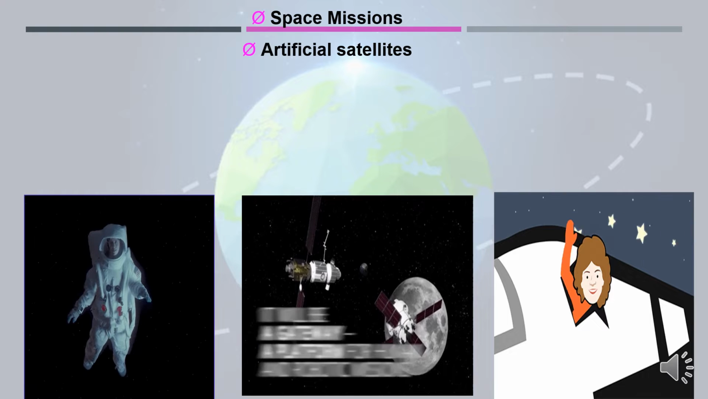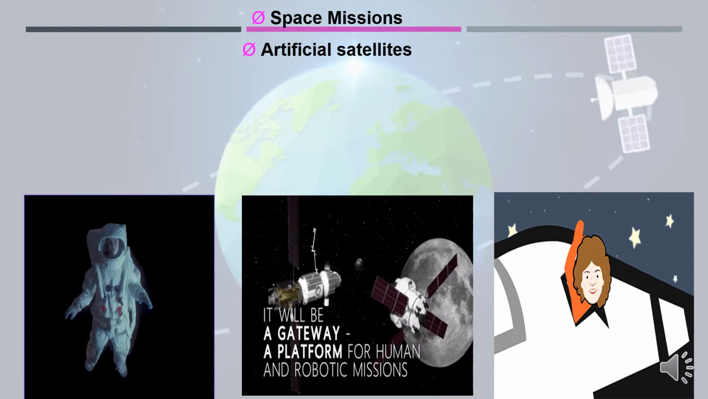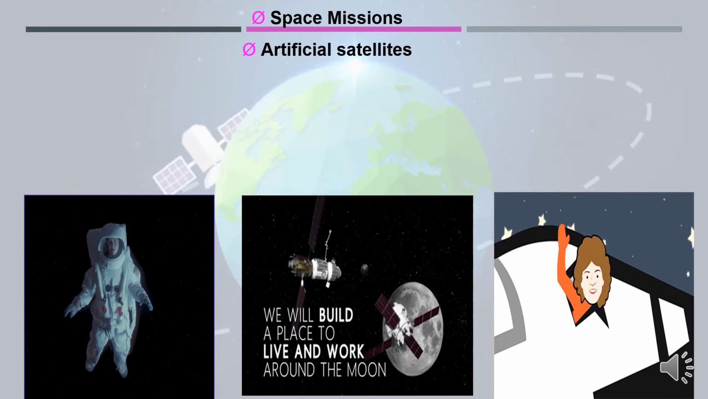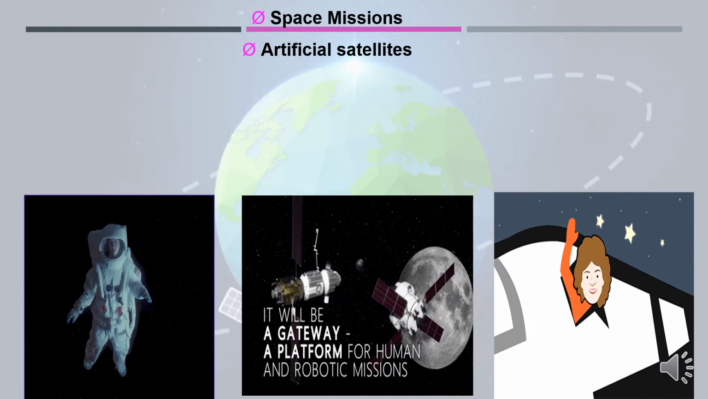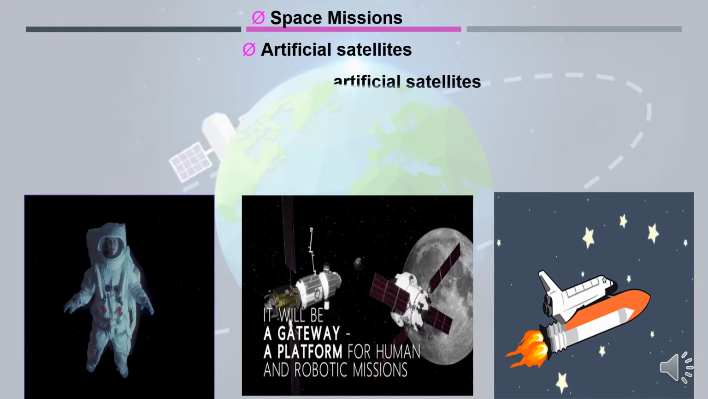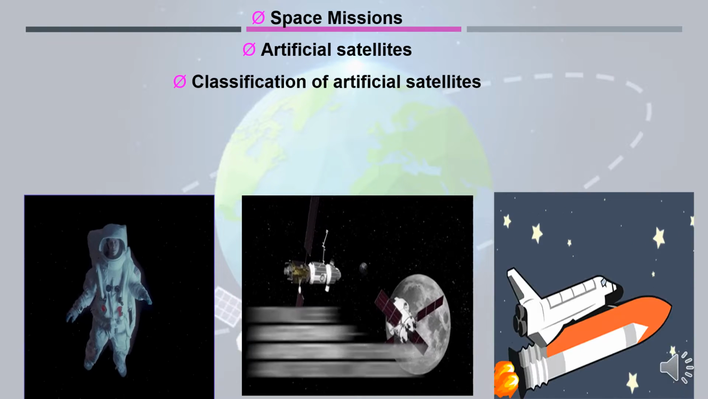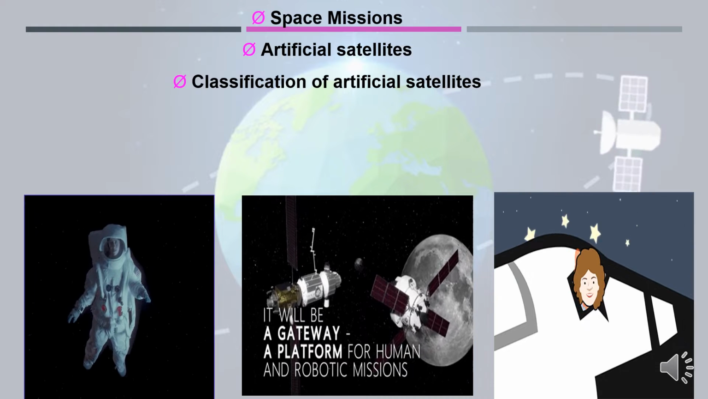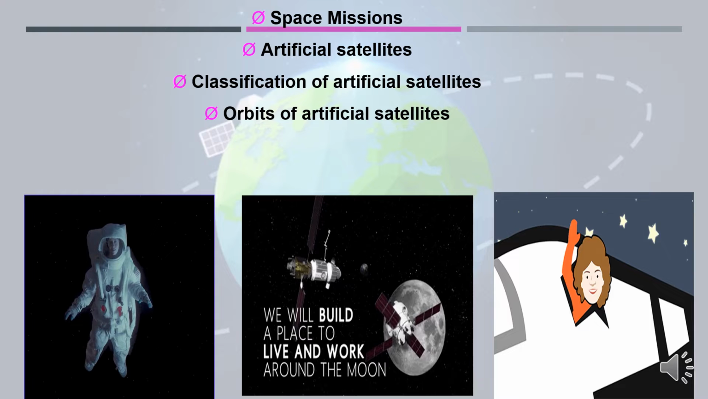We'll be learning about artificial satellites. You have learned in your 5th, 6th, 8th standard what natural satellites and artificial satellites mean. We'll be learning in detail about the artificial satellites in this chapter. We will be learning about classification of artificial satellites. Artificial satellites are of various types, so we'll be learning how they are classified. We'll be learning about the orbits of artificial satellites.